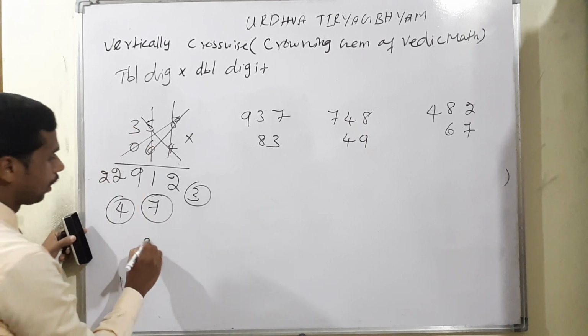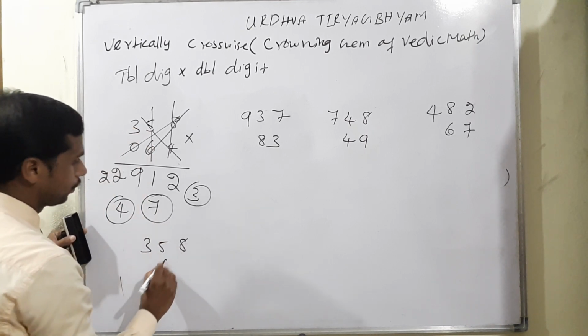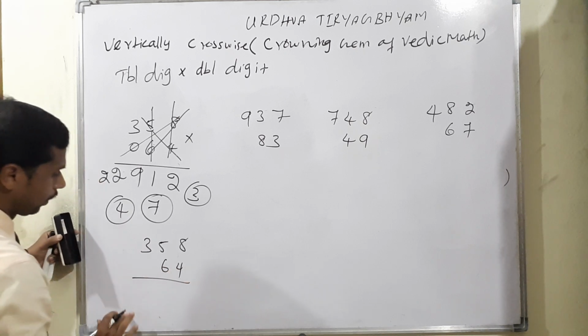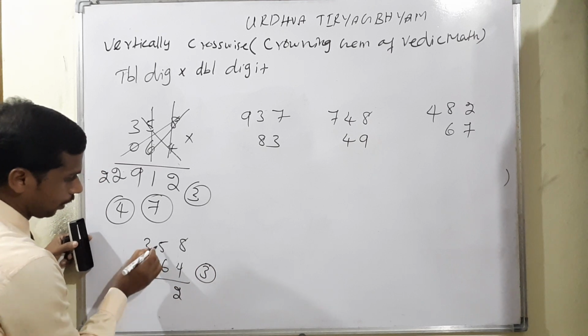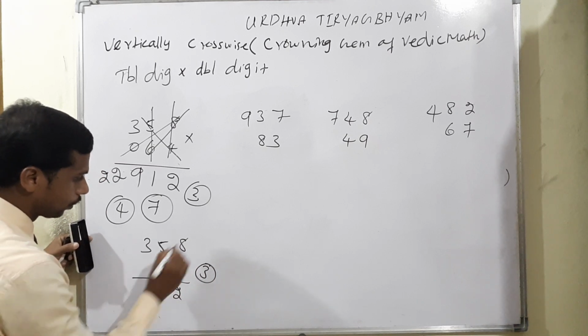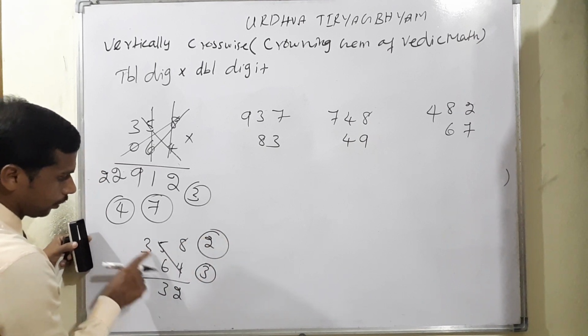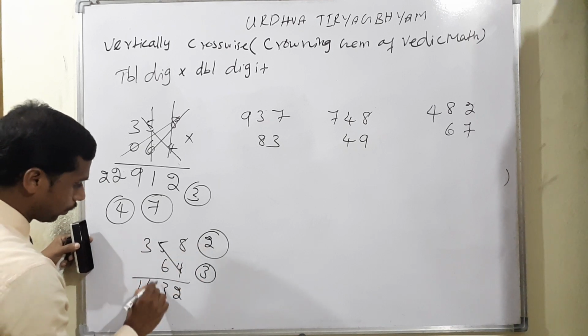Just we can check it with normal multiplication. 358 into 64. So normally what will you do? 8 4s are 32, means 2, then 3. Then 5 4s are 20. 20 plus 3 is equal to 23. Again carry 2. 3 4s are 12. 12 plus 2 is equal to 14.